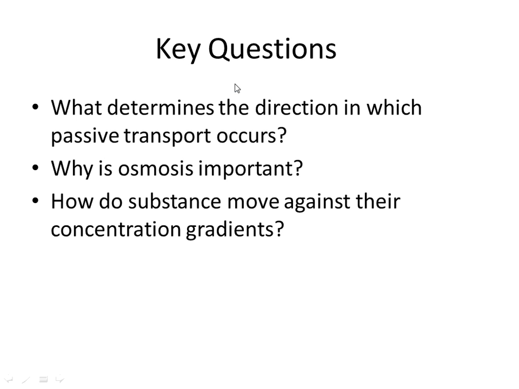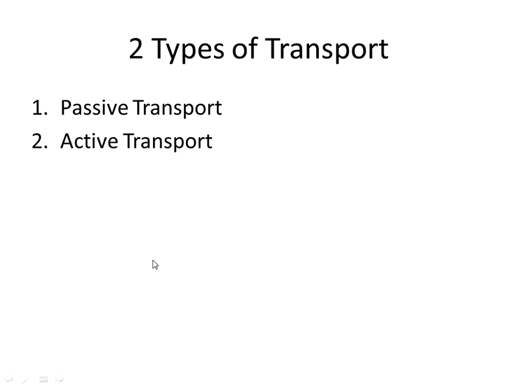We're talking about movement through the membrane today. So, key questions: what determines the direction in which passive transport occurs? Why is osmosis important? And how do substances move against their concentration gradient? Two types of transport. We've got passive transport and active transport.